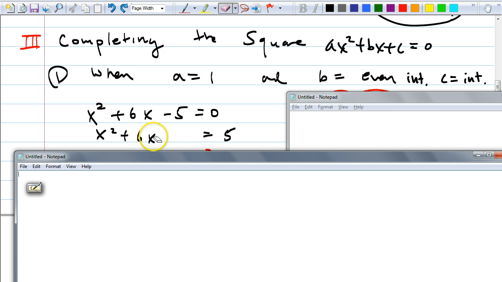Don't we have to complete the square on the left side? So what do we have to add to both sides? 9. Where did you get 9 from? You're right.